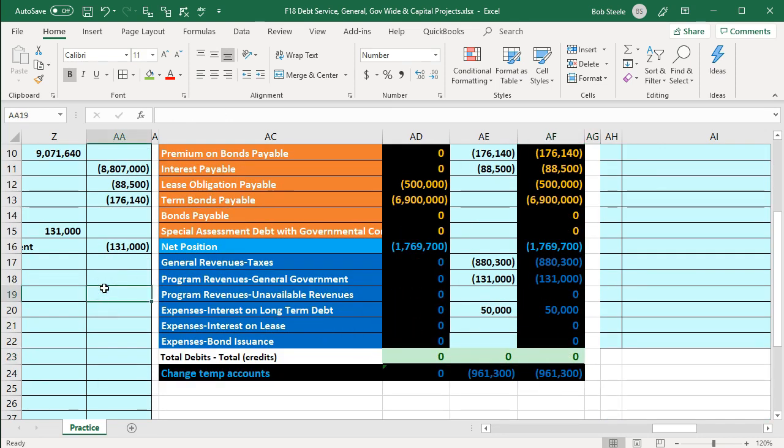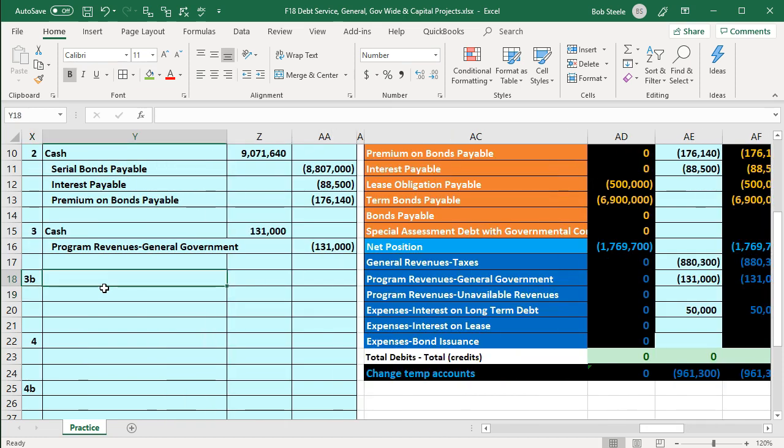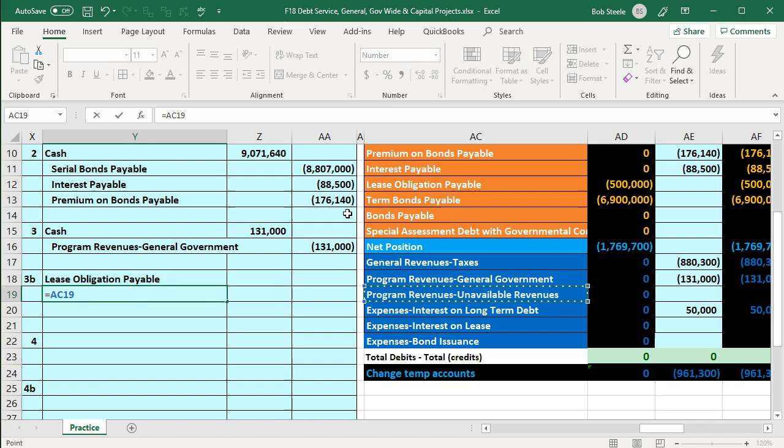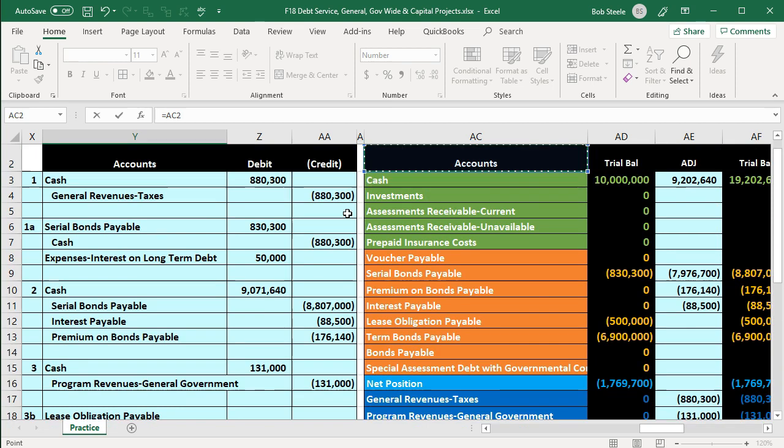Then we used that money to pay off a lease payment obligation. So we paid off a lease, of which part of it was interest. So we had the lease obligation payable. We have a payable on the books. So we have a lease obligation payable, a liability. And then we have the interest portion of it. And so that's going to be interest expense, the interest expense on the lease. And then we paid out cash. So cash is going down. That's going to be what we paid.